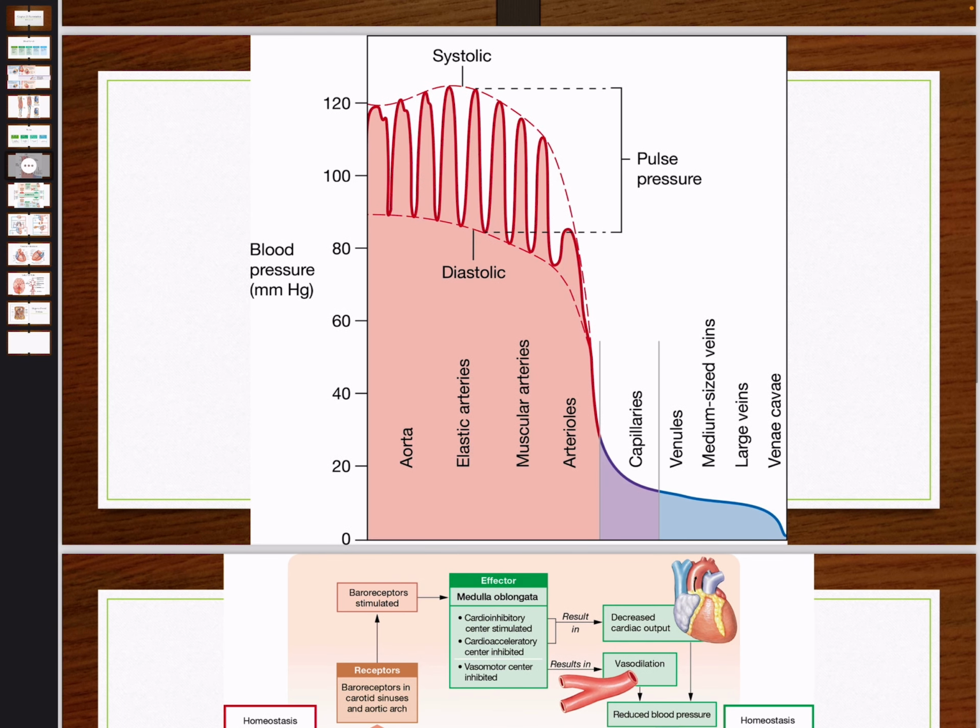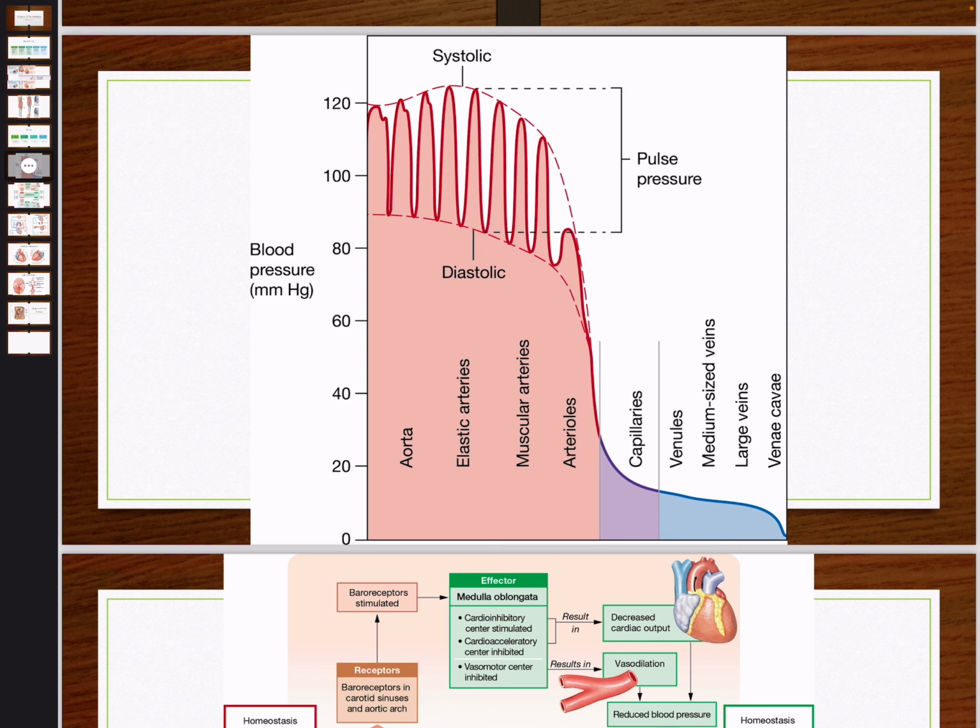And blood pressure is affected by many things. It's affected by how the blood is flowing, the diameter of the veins, and the activities that you're doing. Because if we go down here, there are two things that we need to take note of: the baroreceptor reflex and the vasomotor controls.